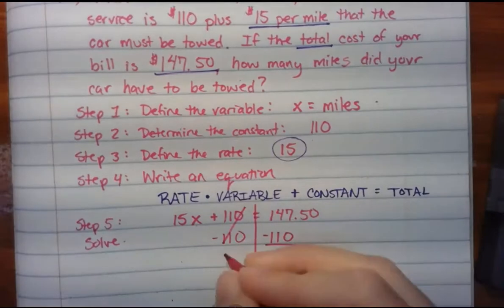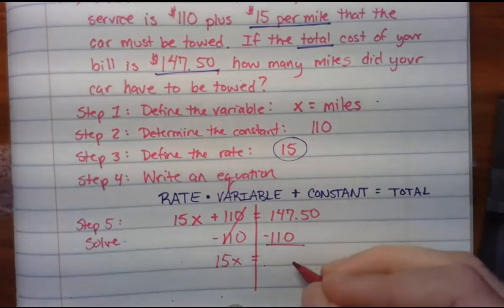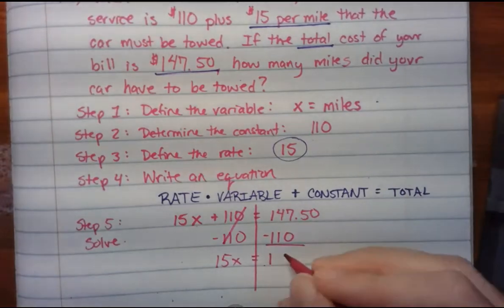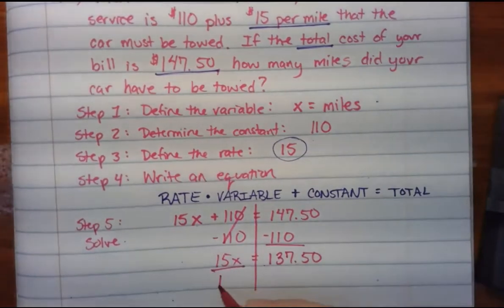You can use Desmos to do the math here. 147.50 minus 110 is 37.50, divided by 15.